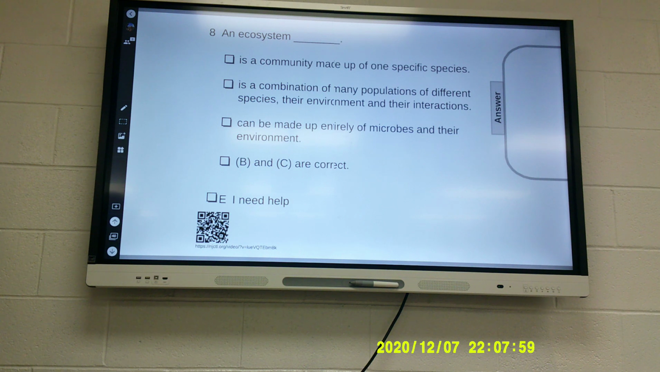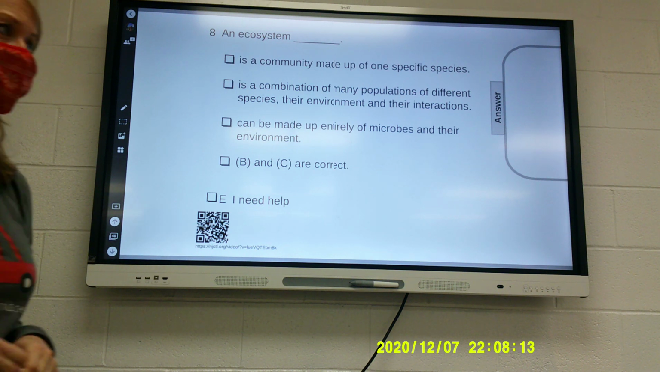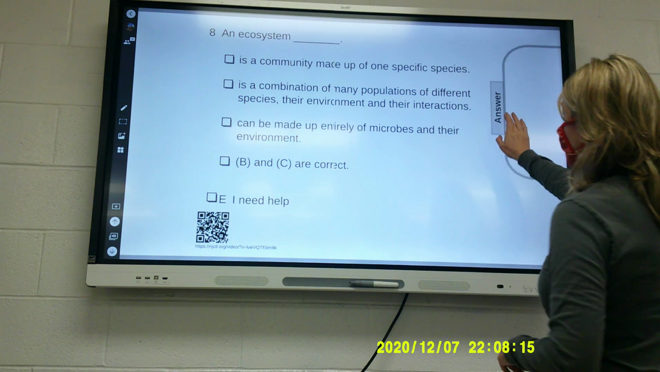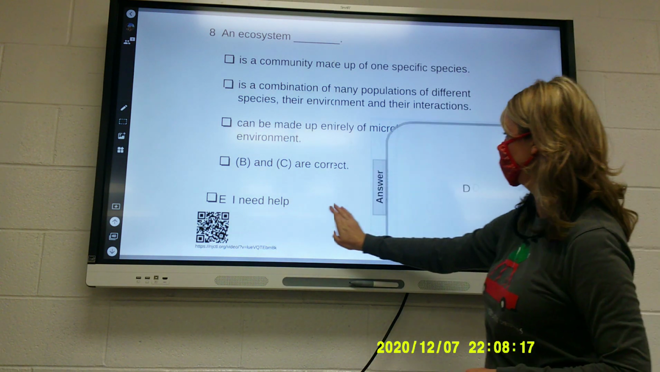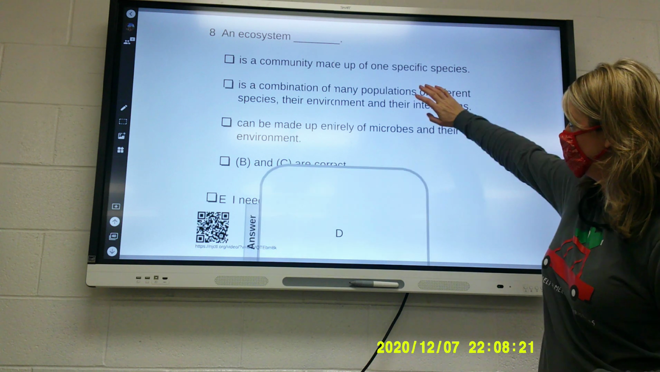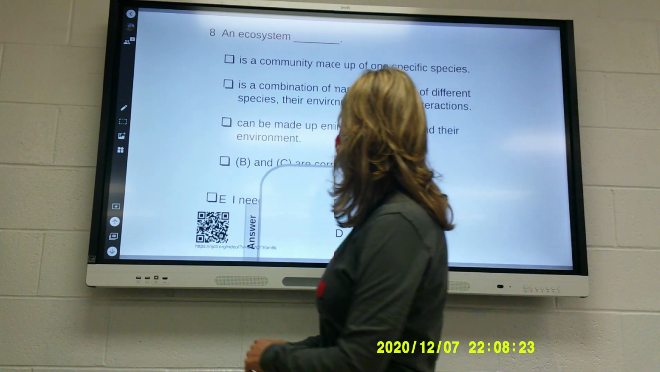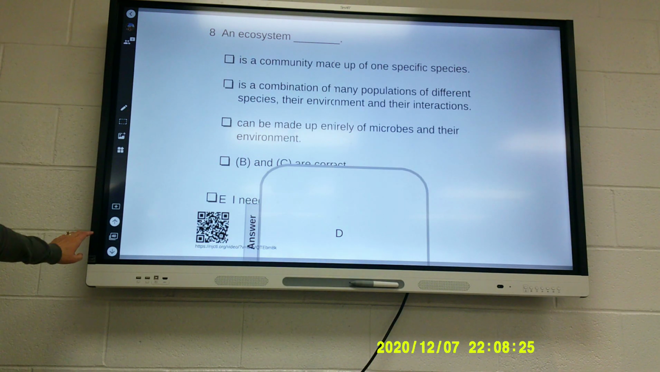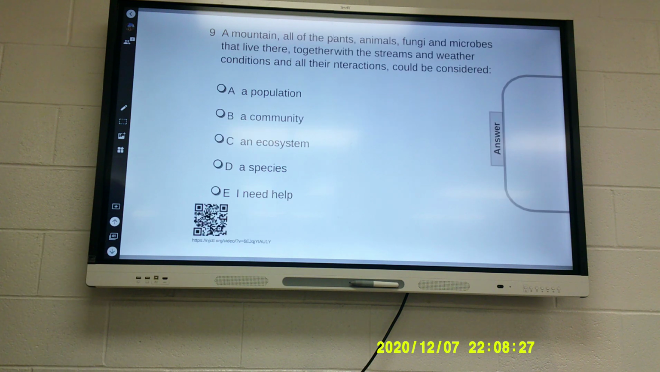An ecosystem is a community made up of one specific species, is a combination of many populations of different species, their environment and their interactions, it can be made up entirely of microbes and their environment, both B and C are correct. What do you think? B and C are correct, and that is correct. D is the right answer. So B and C, it's a combination, and it can be made up entirely of one.